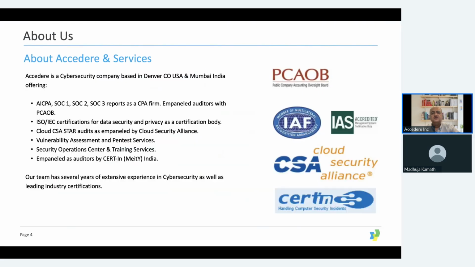About us: we are an audit firm, a US CPA firm. We are fully into cybersecurity, listed with Cloud Security Alliance as one of only 20 or so auditors for the STAR assessments. Listed with PCAOB, which is the US SEC body for listed entities. We are also an ISO IEC accredited certification body for providing ISO certificates in the field of cybersecurity. In India, we are also listed with the Government of India for doing assessments based on Government of India mandates such as Reserve Bank, SEBI, etc.